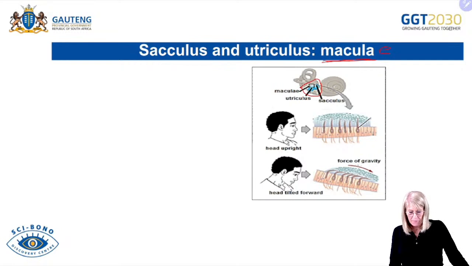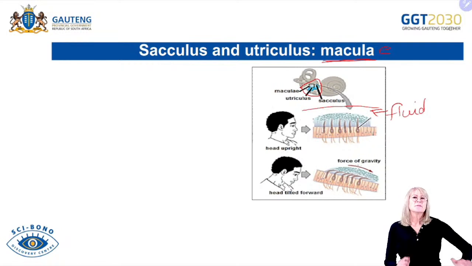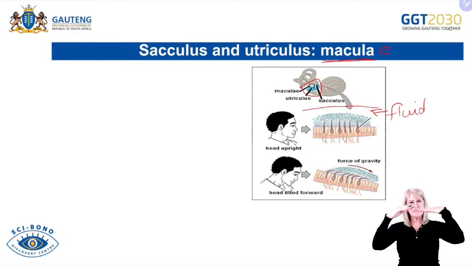And again, if you have a look at the membrane that lines those structures, they've got the little hair cells or the receptor cells, and again they're embedded in a thick jelly, and then around them in the structure is fluid. Remember we said that the inner ear is filled with fluid. So we have fluid here. And when my head is upright, then the structures will be normal.